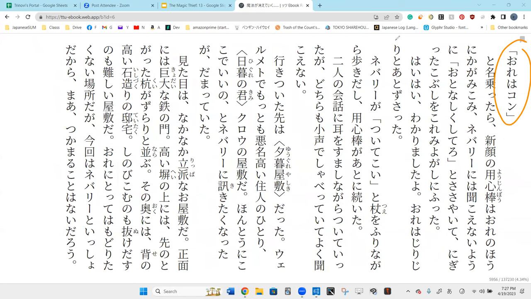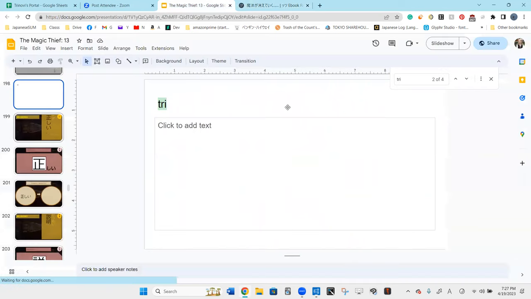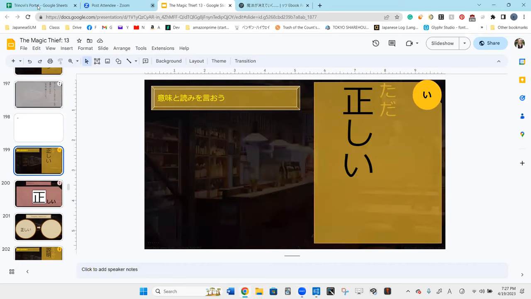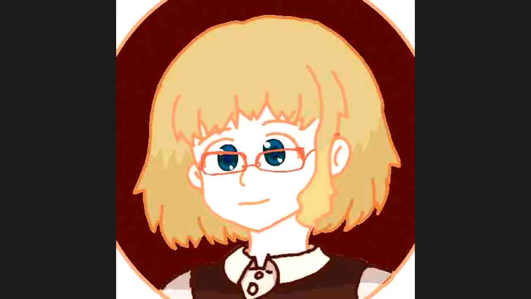Okay, so now we're going to start things. I want to start this where we left off, with the main character being like, everything was basically what I knew, but I listened just in case. And before we start that, I'm going to stop sharing and I'll see you in 2 seconds.